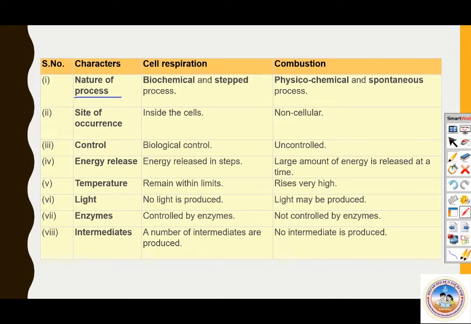Am I clear? Next up, what is the occurrence of cell respiration? It always occurs inside the cell, whereas combustion is non-cellular. Control: cell respiration is always under biological control, and combustion is usually uncontrollable. Am I clear? Here they are giving the difference. Hope you are understanding. One is cell respiration, another one is combustion.